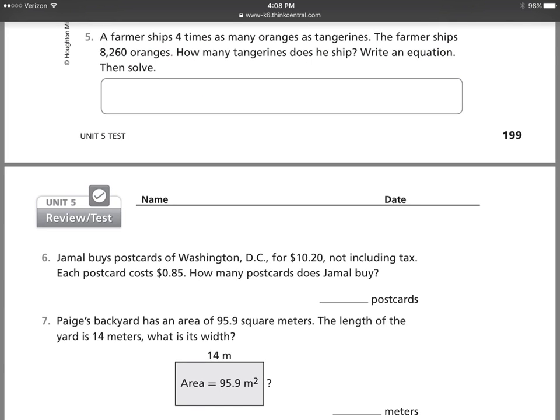Next question we're doing is number 5. A farmer ships 4 times as many oranges as tangerines. The farmer ships 8,260 oranges. How many tangerines does he ship? I would like you to write the equation and then solve.